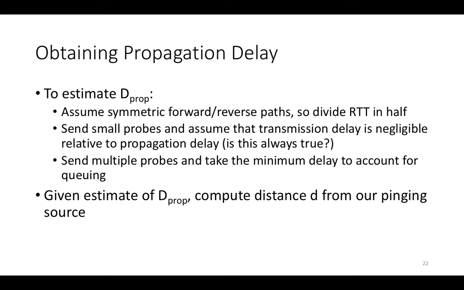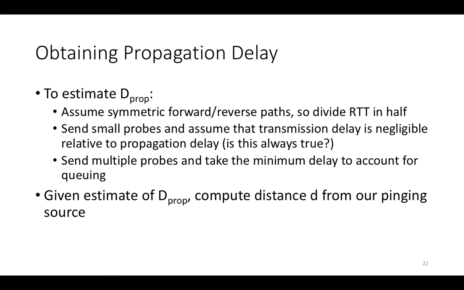But then there's that fourth component of variable delay, queuing delay. How can we account for queuing delay? Well, the answer is it's hard to do that in any sort of explicit manner. But what we can do is send multiple probes. So I might send 10 pings to a particular host. Now, which of those pings am I going to take? Well, I'm going to take the one that has the smallest delay, because the one that has the smallest delay is the one that encountered the least amount of queuing.